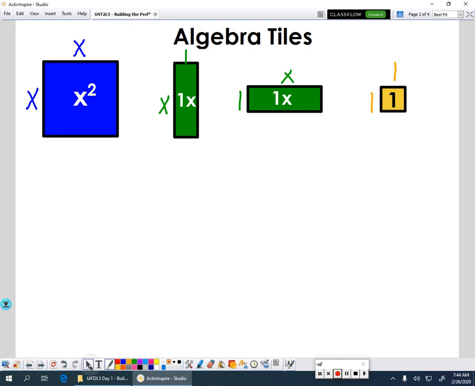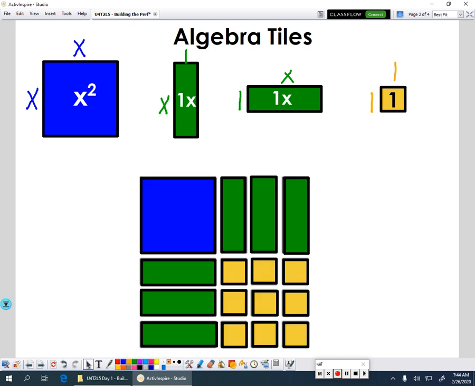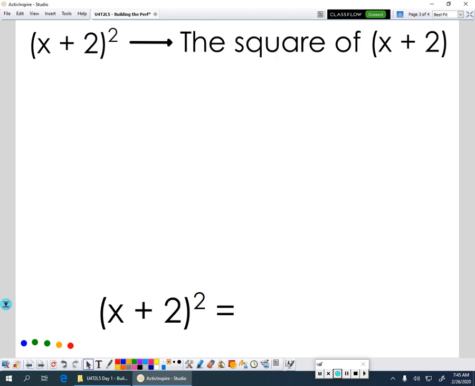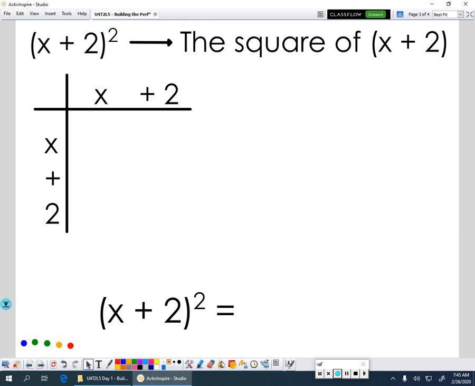What we're going to do today is use these algebra tiles to create perfect squares, and look at how the area represented by this perfect square is actually representing a quadratic expression. So here's a quadratic expression we're going to look at first: (x + 2)². What we're looking for is the square that's represented when we have x + 2 as a length and x + 2 as a width. So I'm going to set this up as a multiplication problem, x + 2 and x + 2, length and width, and we're going to multiply these two sides together.